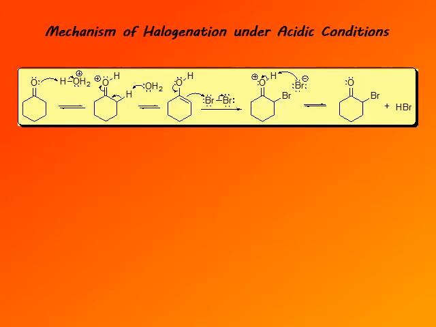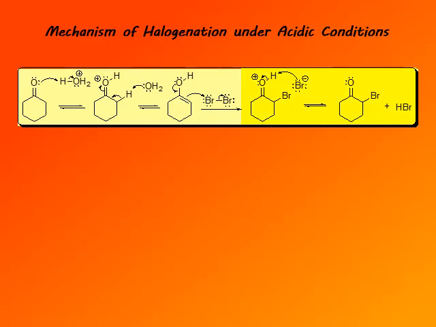The reaction mechanism involves initial formation of the enol. So from a carbonyl compound, under acidic conditions, first the carbonyl oxygen is protonated to give an oxonium ion, and then deprotonation at the alpha carbon gives the corresponding enol. That enol now reacts with halogen, in this case bromine. So an electron pair from oxygen forms, or reforms, the carbon-oxygen double bond, and that causes the carbon-carbon pi electron pair to form a bond with bromine. In turn, that causes the bromine-bromine bond to break.